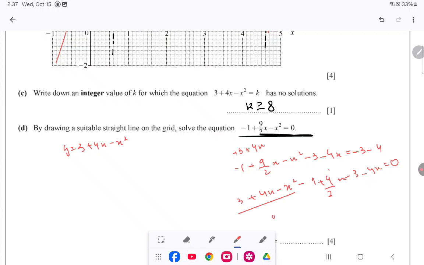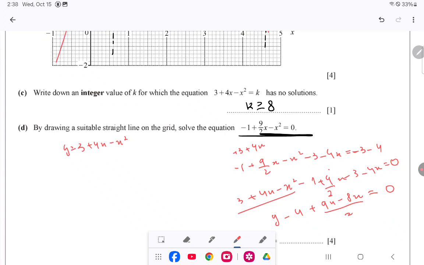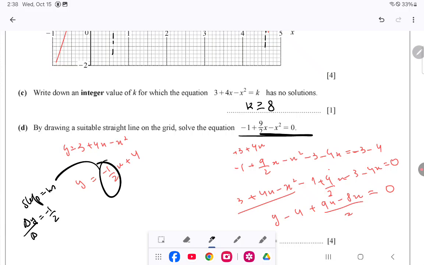Now y minus 4 plus 9x minus 8x over 2 is equal to 0. If we solve it further, it will give you the value of y equals half x plus 4. This is our slope, and we can also say that change in y over change in x is negative 1 over 2, and the y-intercept, which is c, is equal to 4.